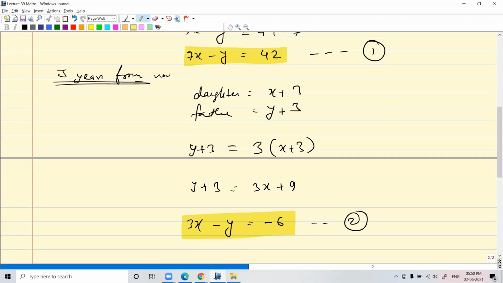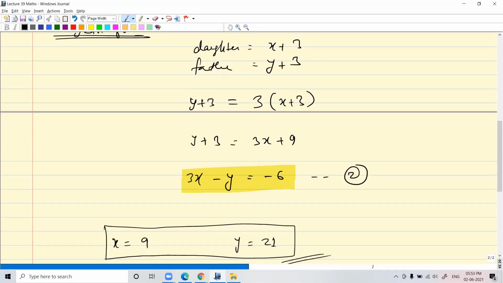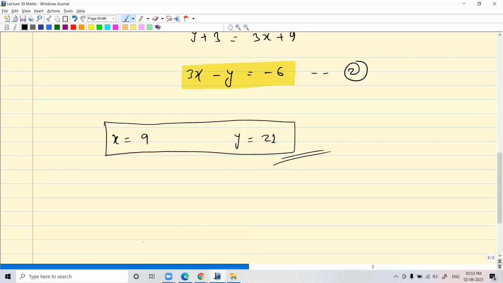If anyone needs help, you will tell me. Right now I'm assuming that everybody knows how to solve it using all three methods: elimination, substitution, or graphical method. Sir, I'm getting a different answer. Okay, then I'll have to solve it.